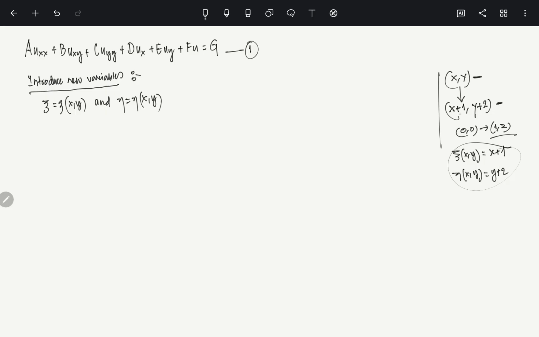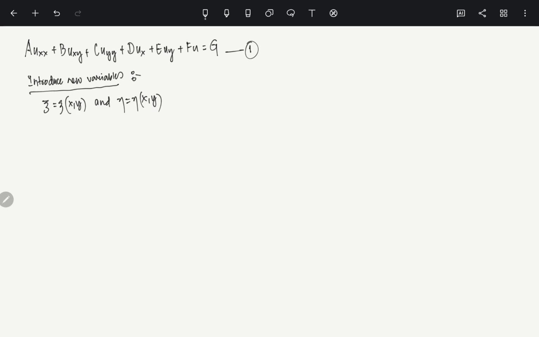It doesn't have to be x plus 1. It can be xy. You can look at this sort of change of variable also, y square, let's say. All of this is valid. But what I'm trying to say is this is an example of how xi and eta may look. Now, for it to be a valid change of variable, we need some conditions.